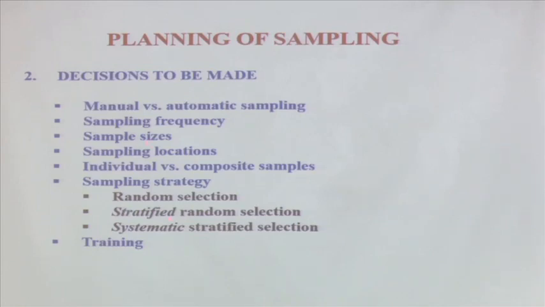Sampling strategy: random selection, stratified random selection, systematic stratified selection. That is the procedure, the stochastic route you will follow. Training is very important. The people who are part of the sampling campaign, are they trained? Are they fully aware of the procedures and the likely consequences in the sampling? That is very important.